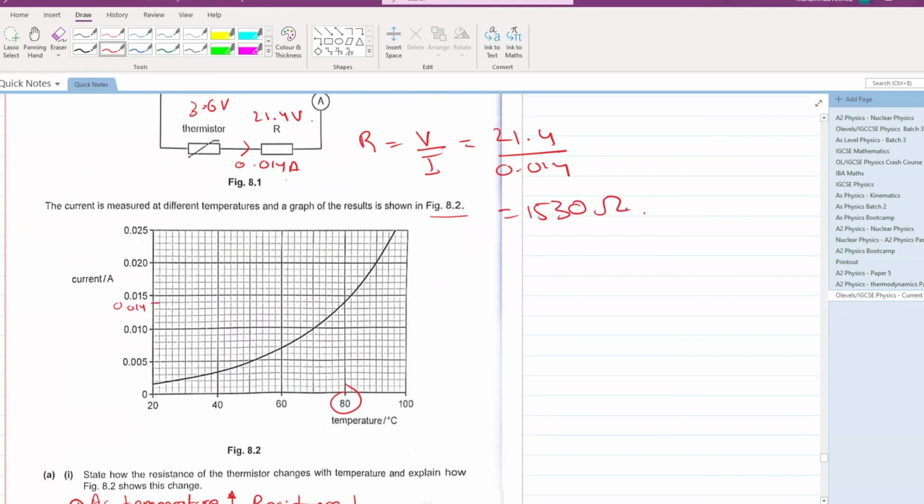This marks the end of the past papers for current and electricity. If you have any questions, you may ask.